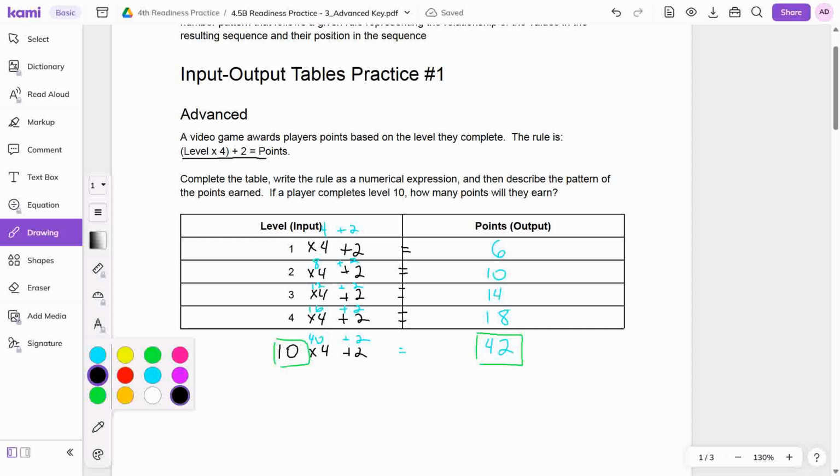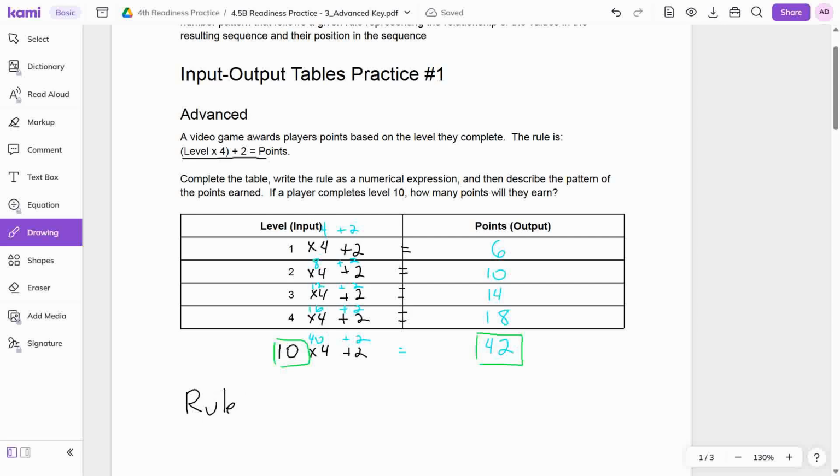We also need to write the rule as a numerical expression. So they kind of give it to us in words up there, but we'll go ahead and just put it up there. So we can just look at it like this. Times 4 plus 2. It's a two-parter. Multiply by 4, then you add 2.